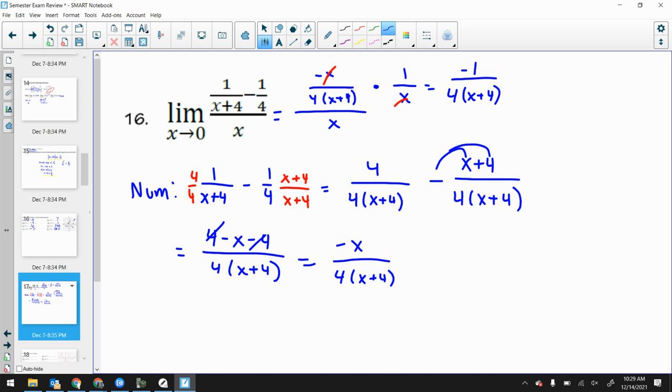Now, can I plug in 0? Yeah. So this would be negative 1 over 4 quantity 0 plus 4, which is 4. So negative 1/16 is my limit. Questions about that one?